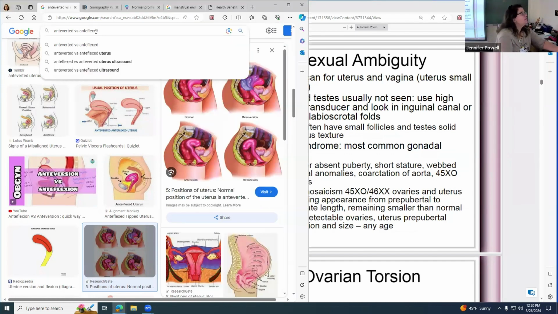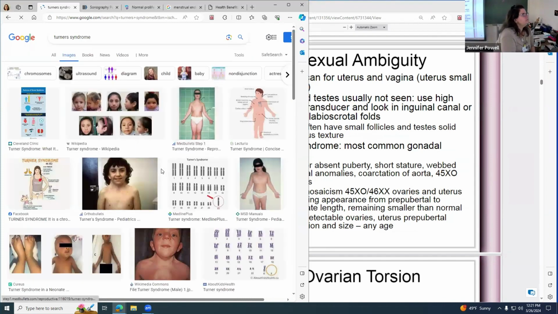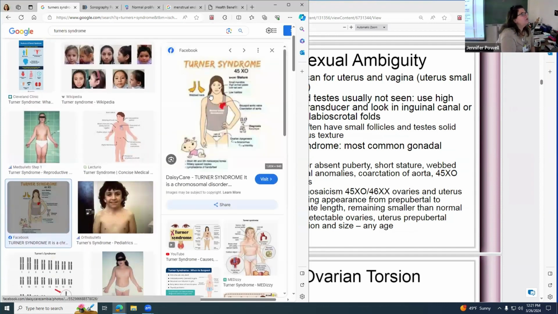Just to give you a refresher on what that looks like. Turner syndrome. So you've got that broad webbed neck, no breast development, heart issues, renal issues. So that's what that looks like.